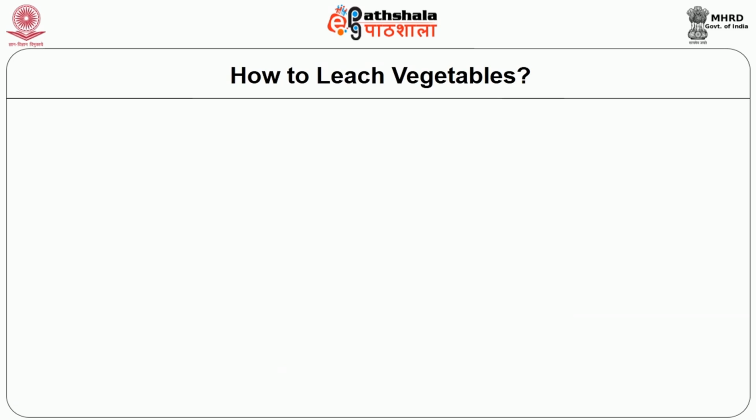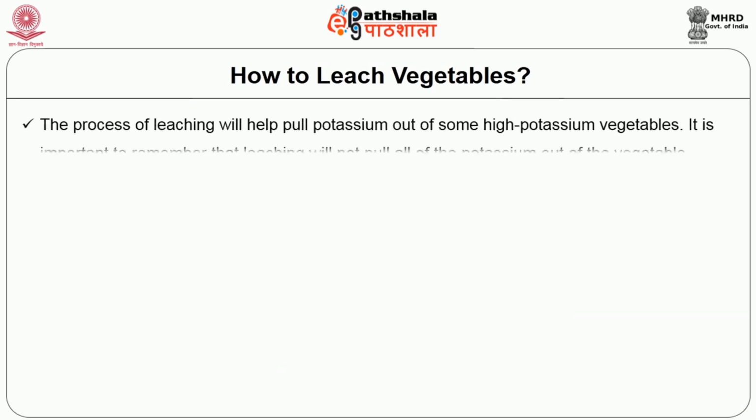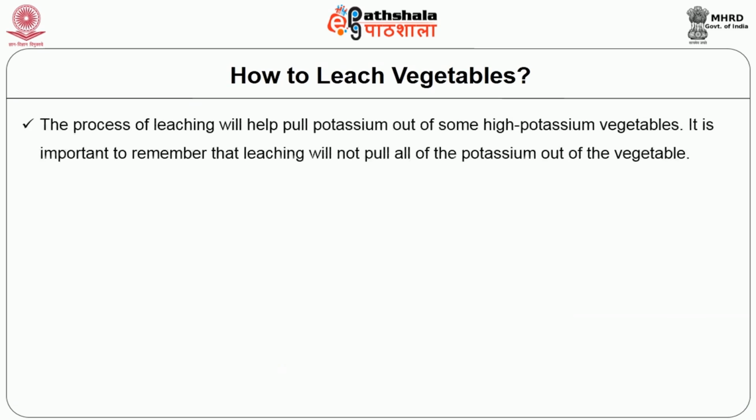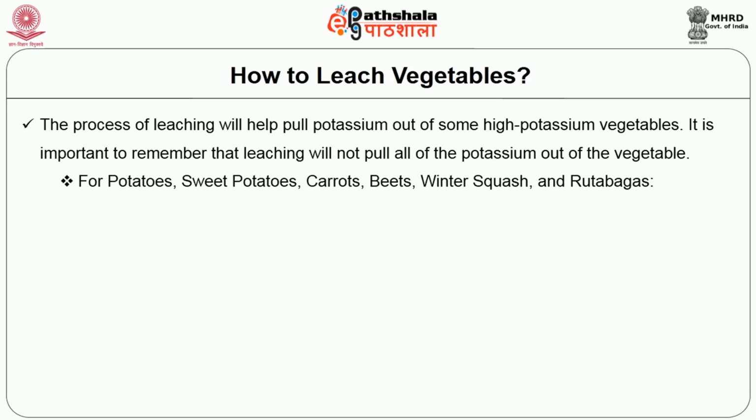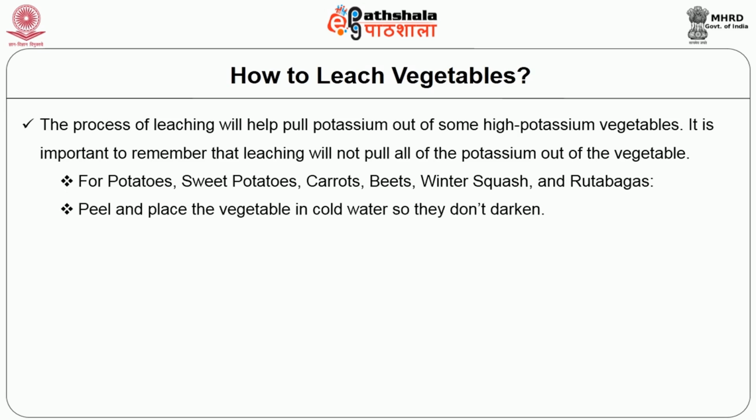And another important point to be taken care of is to leach the vegetables. How to? The process of leaching will help pull potassium out of some of the high potassium vegetables. It is important to remember that leaching will not pull all of the potassium out of the vegetable. For potatoes, sweet potatoes, carrots, beets, winter squash and rutabagas, here comes the leaching process. Peel and place the vegetable in cold water so that they don't get darkened.